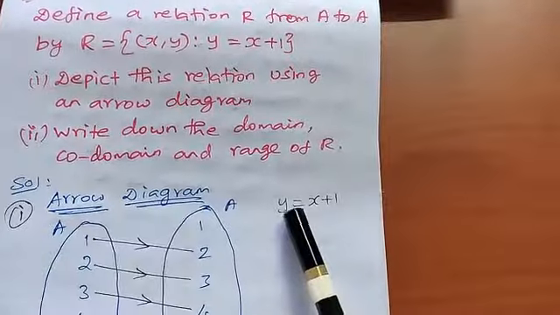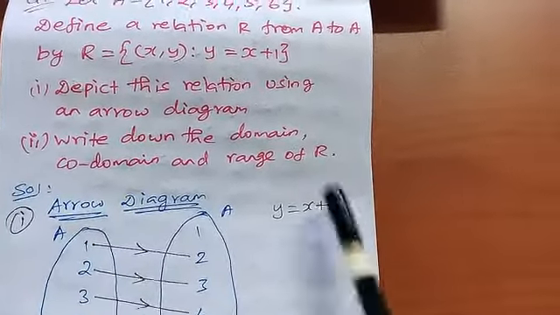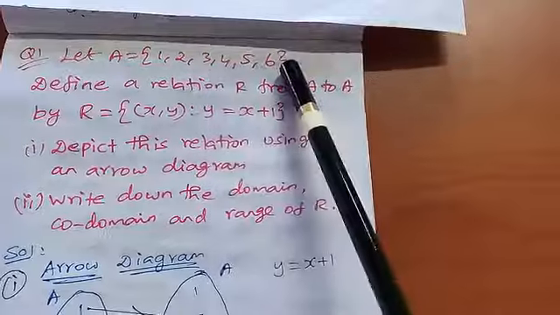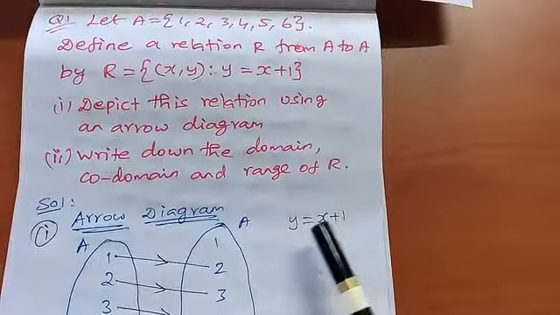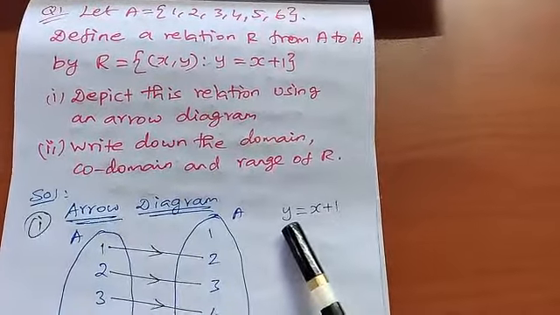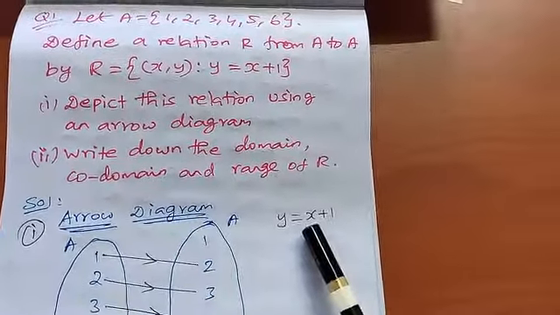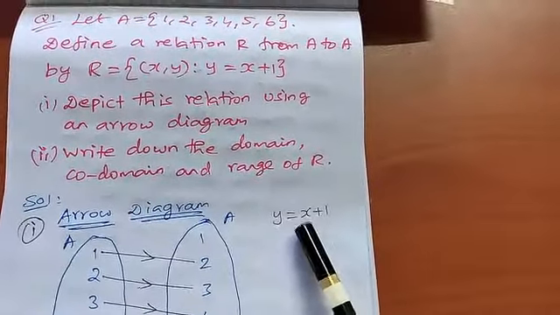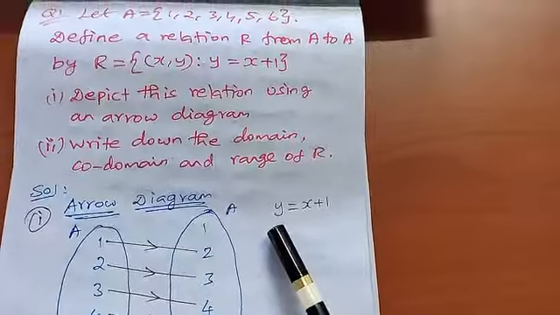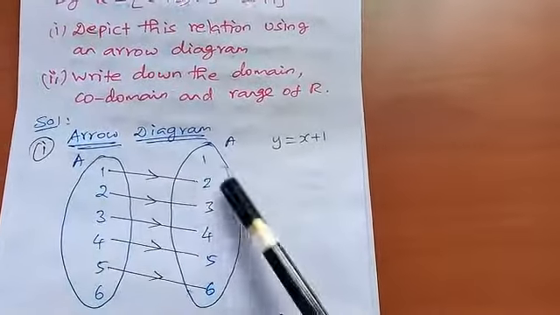First, what is given here? y equals x plus 1. So x can be 1, 2, 3, 4, 5, 6. If x is 1, y will be 2. If x is 2, y will be 3, because we have to add 1. If x is 3, y will be 4. For x equal to 6, y will be 7. Yes, right, but 7 will not be there.